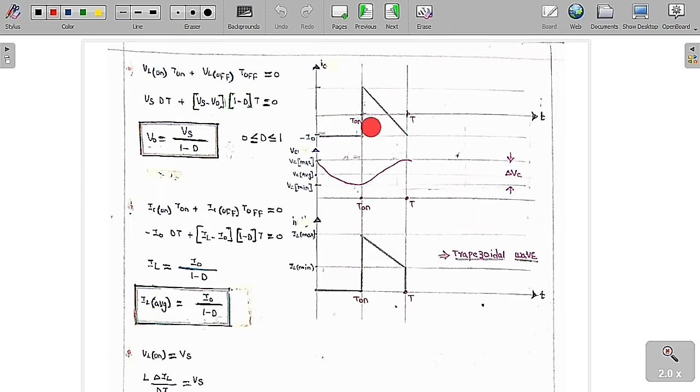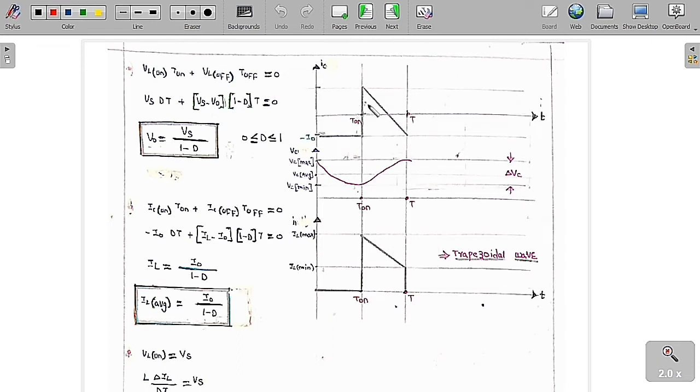Now I am going to draw the capacitor current. I have already told you whenever the switch is on, the capacitor current is equal to minus I naught. But whenever the switch is open, IC is equal to IL minus I naught. The IL value we know, it is just this decay. From that we have to remove the I naught.